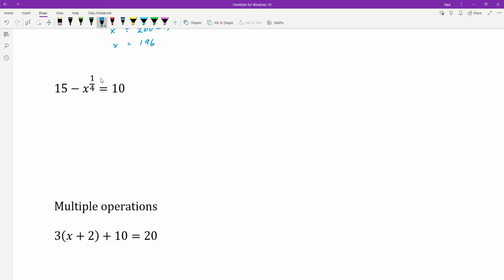Okay, this one is again using powers, so this is x to the power of a quarter. There's a negative and there's a 15.